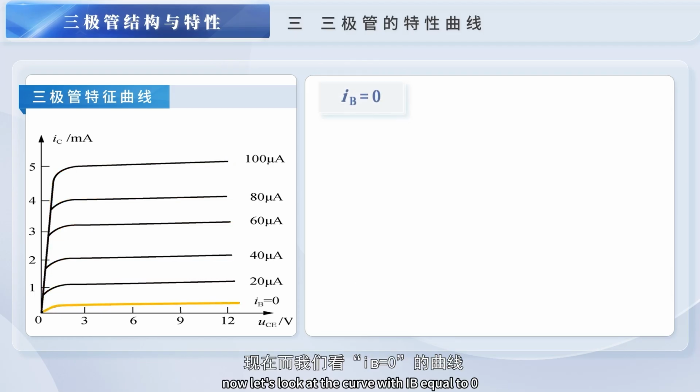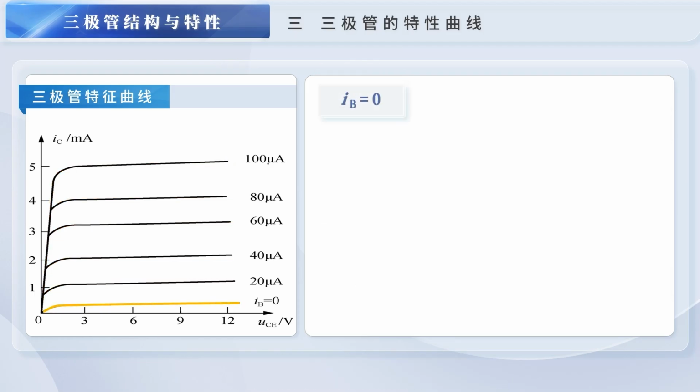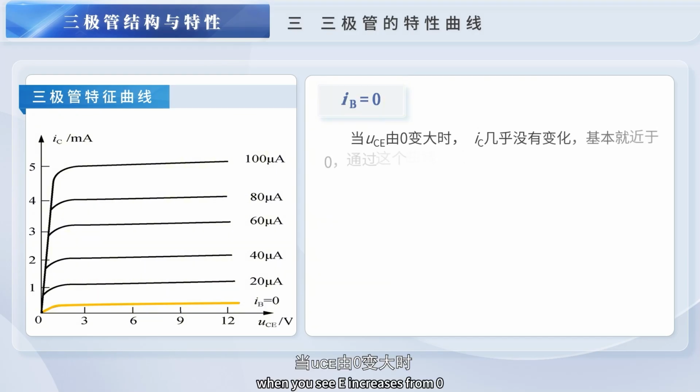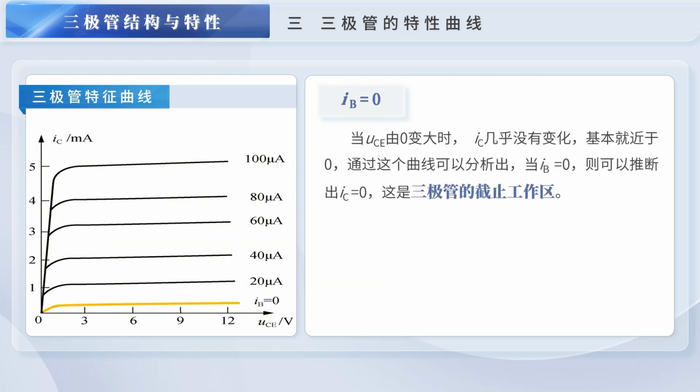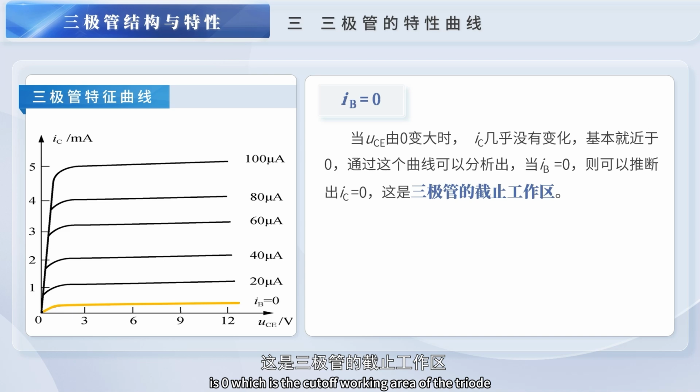Now let's look at the curve with IB equal to 0. When UCE increases from 0, IC hardly changes, which is close to 0. Through this curve we can analyze that when IB is equal to 0, we can infer that IC is 0, which is the cutoff working area of the triode.